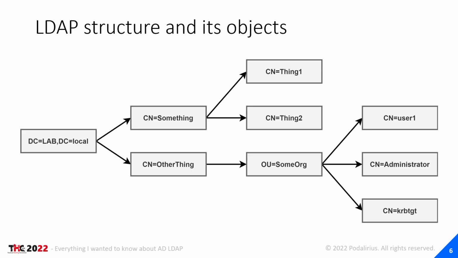So the first thing to know about the LDAP structure is that it's a tree. So basically you have lots of objects organized in various leaves and in various branches that are distinguished by their names, their groups, and you will have lots of objects stored inside this structure. The second thing to note about LDAP is that the root object is the domain name. So here DC=lab, DC=local means we are in the domain lab.local.